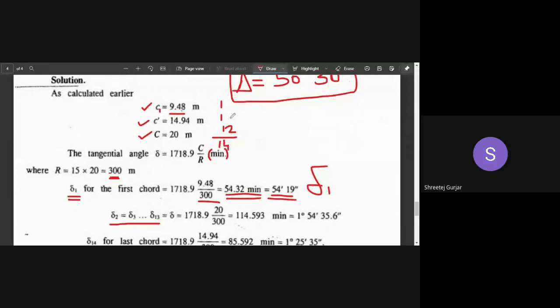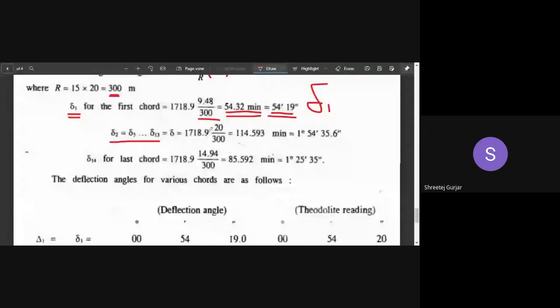So here we will calculate for all the intermediate chords. It is the same thing, 20, not changing. Hence, from delta 2 up to delta 13, it is 1718.9 into 20 by 300. It comes to 114.593 minutes. Remember it is in minutes. So convert this minutes to degrees, divided by 60, and you will get 1.9 degrees.